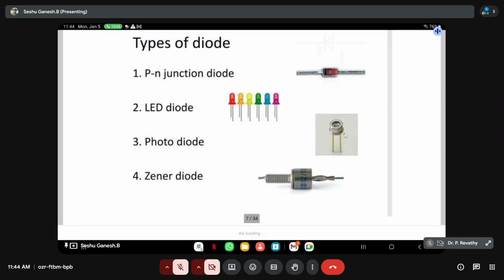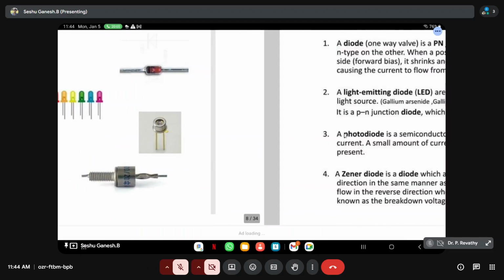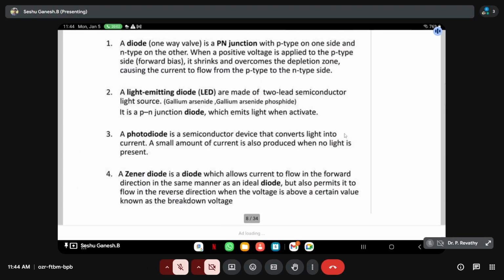Similarly, the LED, photodiode and Zener diode have their own working principles. We'll be seeing them one by one. Okay, so the first one, the PN junction diode. As we have seen the forward bias and reverse bias condition, it is repeated here.